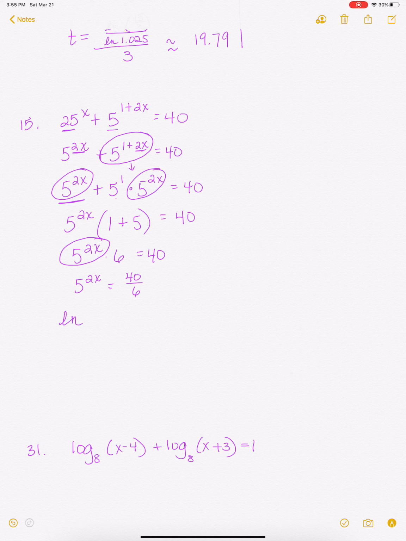So I've got the natural log of 5 raised to the 2x equals 40 over 6. And then when I take my exponent up, I forgot my log over there. Got to add a log to both sides. Whatever you do to one side, do to the other side. I'm going to take my exponent out front.